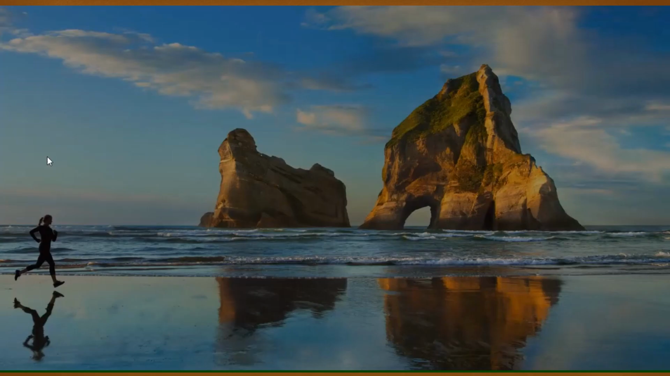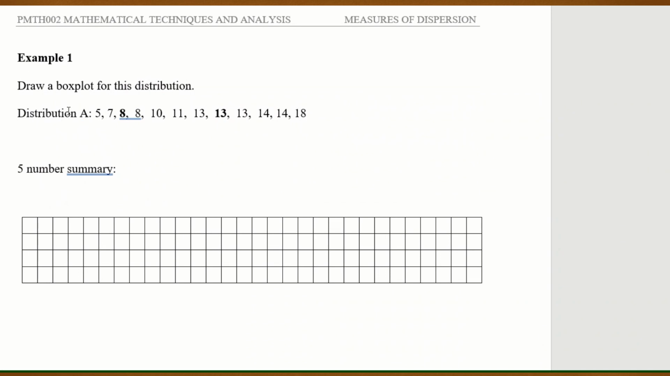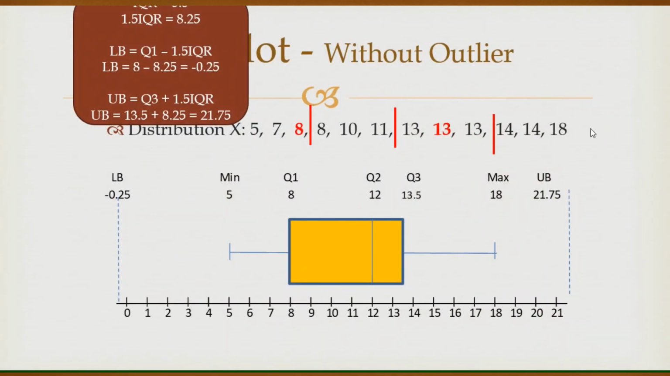So now if you look at this question, they just ask you to draw the box plot. They never tell you show outlier, remove. So you no need to find upper boundary, no need to find lower boundary. This is just here because this is a teaching slide. It's just to show you only. Alright, so what's your minimum? 5. What's your Q1? 8. What's your Q2? 12. What's your Q3? 13.5. What is your maximum? 18. Come up with a scale, no problem. You can start from 5.